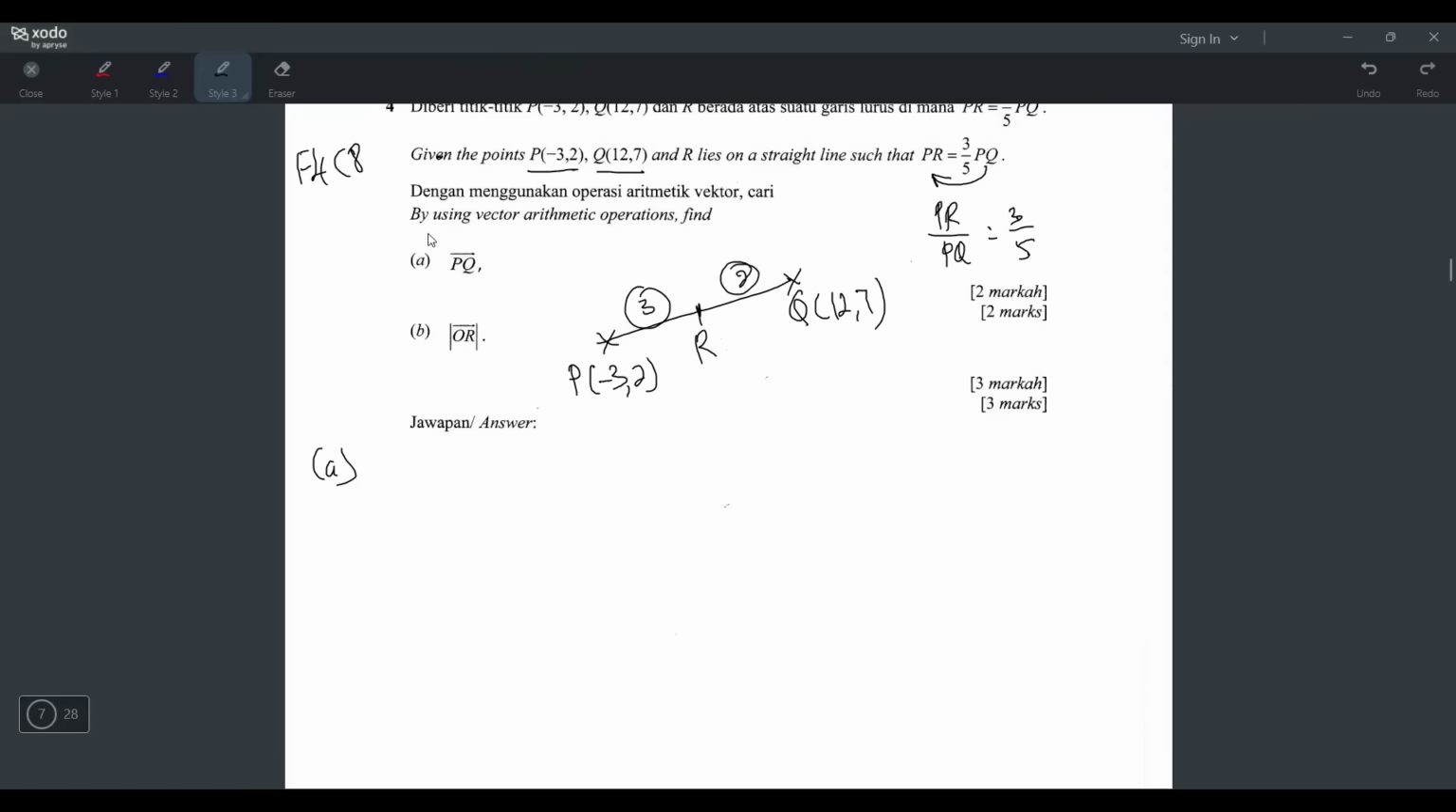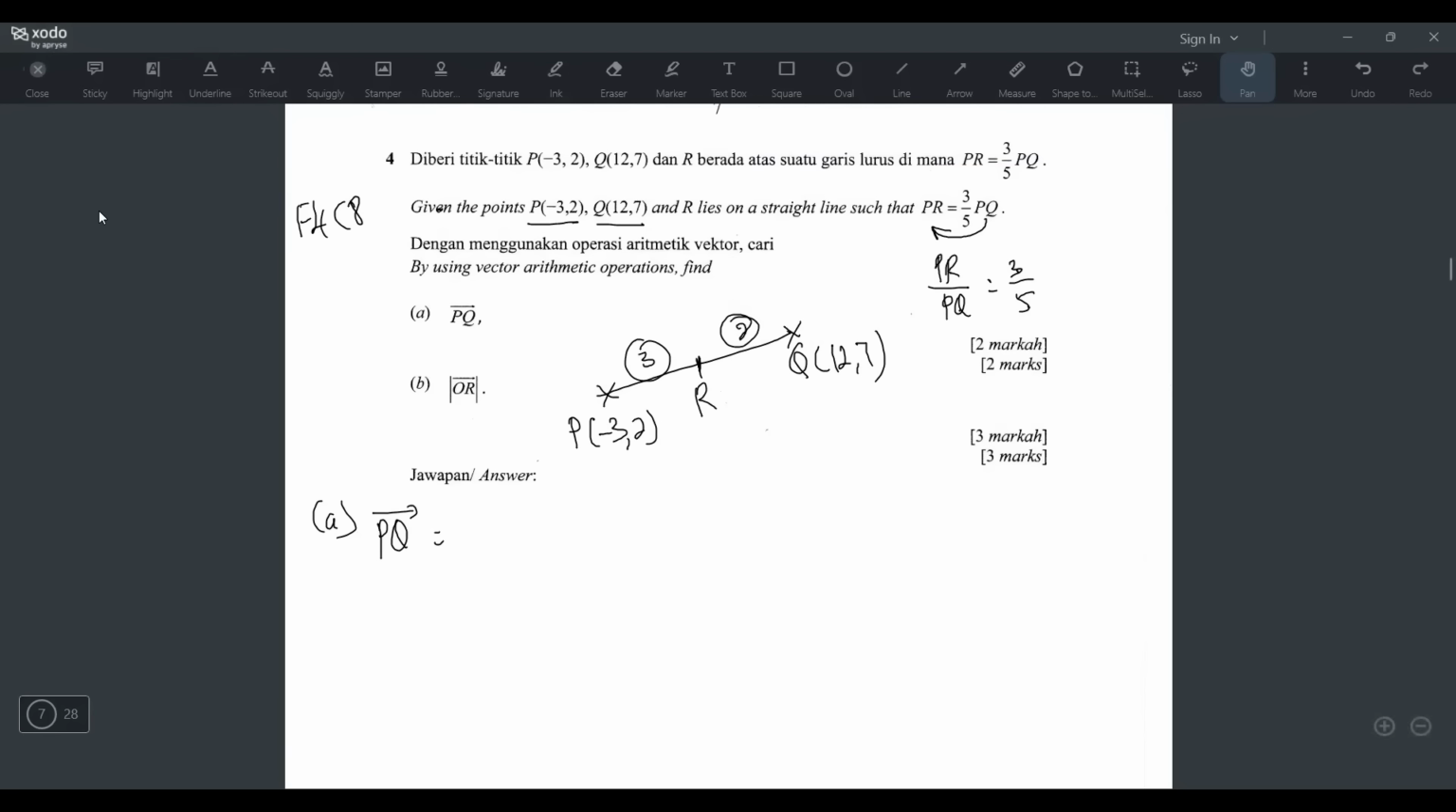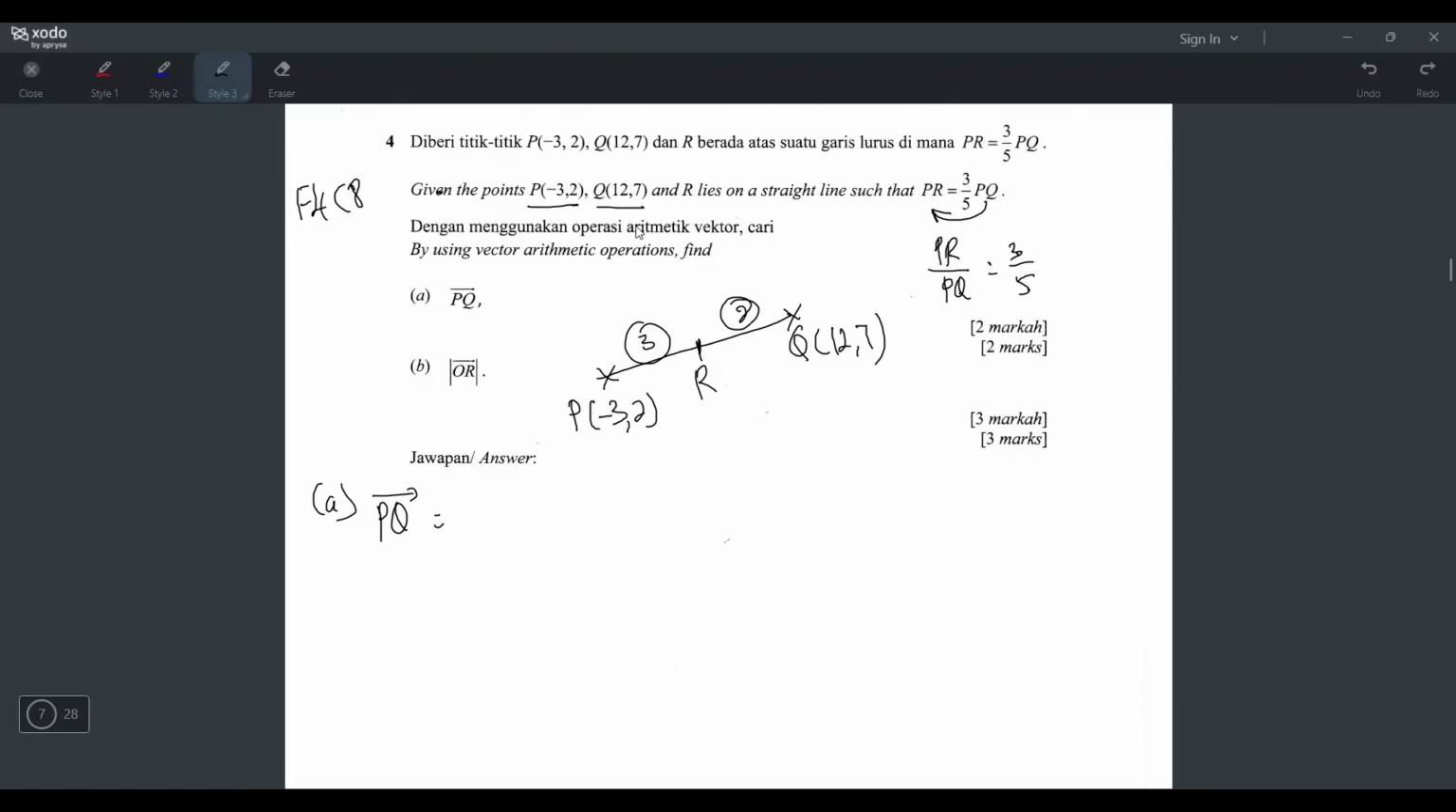Okay, and now they say by using vector arithmetic operation, find, question A, vector PQ. All right, first of all, this is a coordinate vector question because they give you coordinates, and definitely your answer will be in terms of i and j. What they want is the whole line vector from P to Q, but in terms of i and j. So how do you do it? You take the Q coordinate minus the P coordinate because you are going from P to Q. Since you already have both coordinates, you can just take Q minus P. Not P minus Q, Q minus P, because they want P to Q.